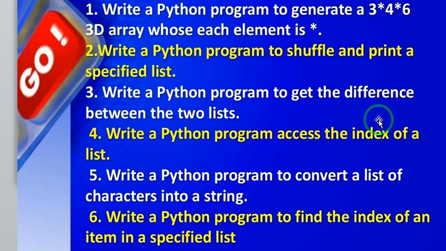Now these are a few homework assignments for you to try. I think these problems will be quite easy for you to do. Getting the difference between two lists, you can shuffle the list and print a specified list, accessing the index, converting a list of characters into a string, and finding the index of an item in a specified list. I think you can remove 1 and 2 and you can try 3, 4, 5, 6. Third is a bit challenging problem, so try that at the end.